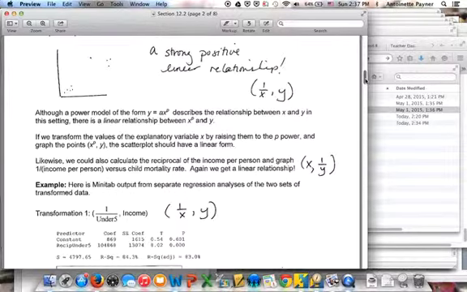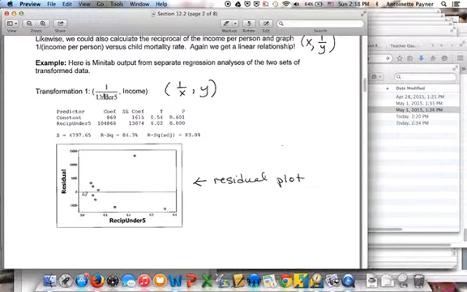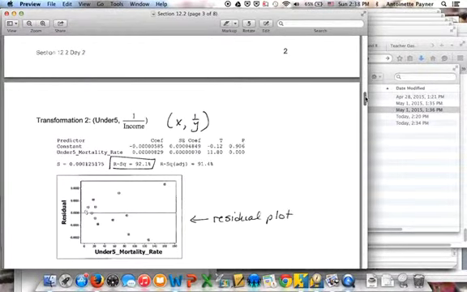I could flip it though, and I could take the x and then do 1 over the y, and look at that scatter plot. That's what they've done here. So here is 1 over the under 5 child mortality rate with the income. There's the output. There's the residual plot. And then here is the under 5, so the x is left as it is, and then they took 1 over the y variable. There's this output, there's the residual plot.